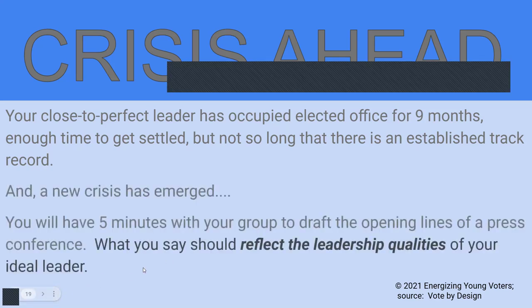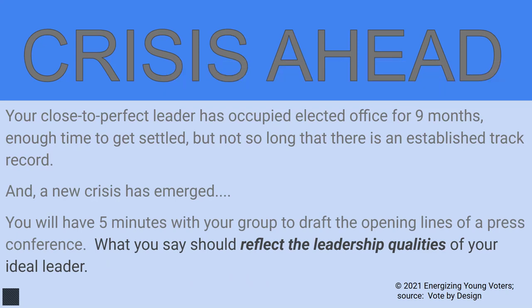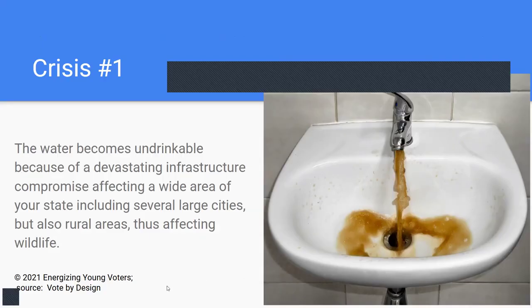So they're going to have another 5 minutes. They'll pick one of the 4 crises that are here, and then they've got to write the opening lines of a press conference. What would they say to reflect the fact that they are an effective leader who can manage this crisis? It's intriguing to watch them do it. So here's crisis 1. And these crises were developed by kids, and they did this in 2018 or 19, so it was before COVID.